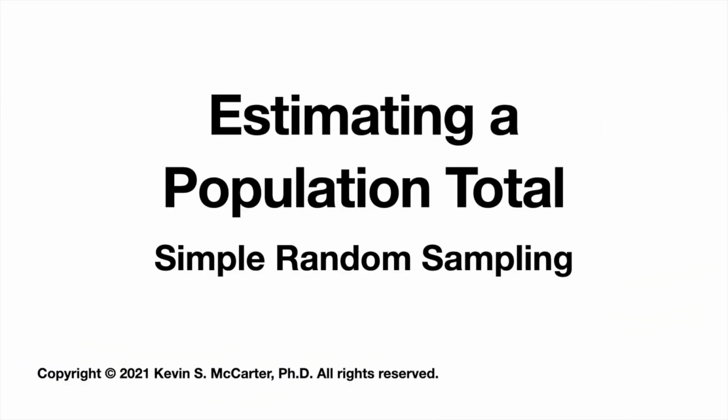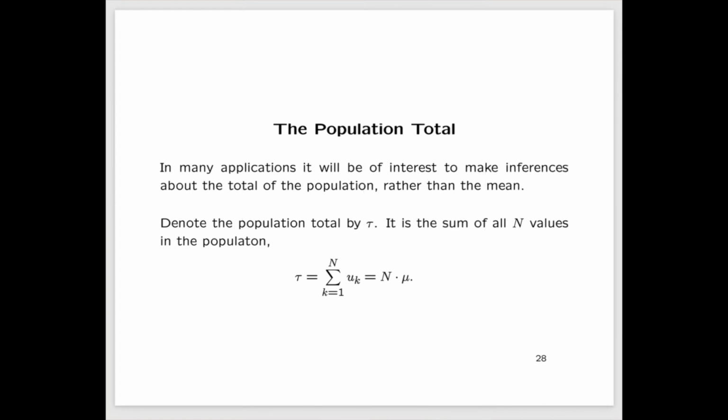In this lecture video, we're going to look at how to make inferences about a population total. Now, in many applications, it will be of interest to make inferences about the total of a population rather than the mean. Denote the population total by lowercase Greek letter tau. It is the sum of all capital N values in the population. So tau is equal to the sum, k going from 1 up to cap N, of the u sub k's.